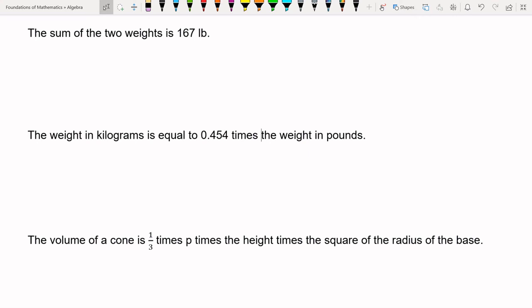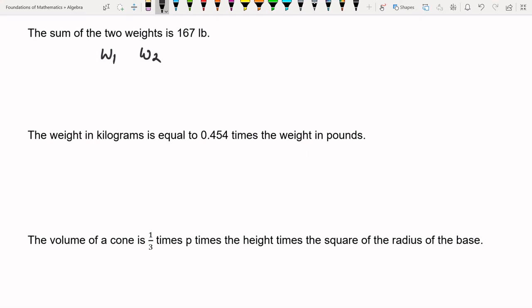So for this first problem, it says the sum of two weights is 167 pounds. We want to model this as a word problem. Well, we have two weights. That's what's important here. And we can designate these two weights as variables. We can do this a lot of different ways. We can say X and Y for the first and the second weight. I'm going to say weight 1 and weight 2, but you can write it however you want. You can say A and B, M and N.